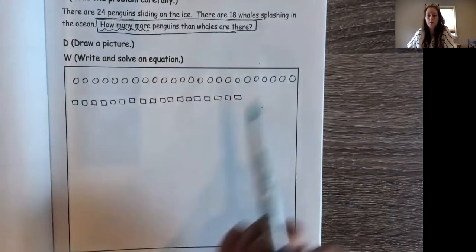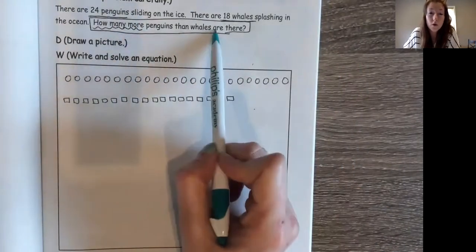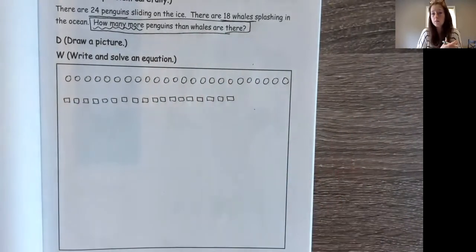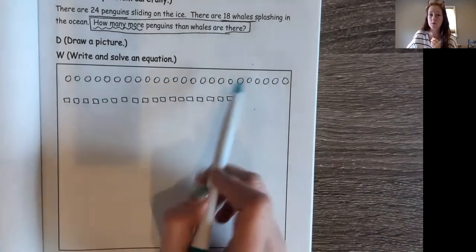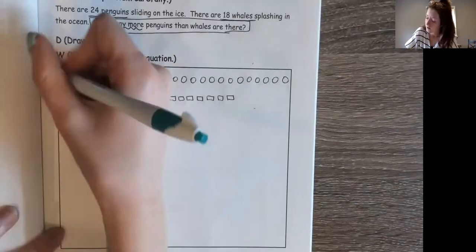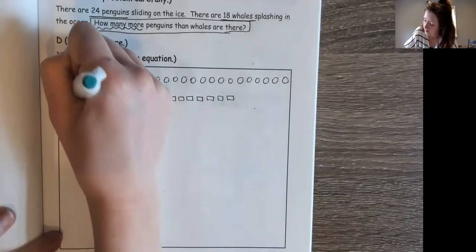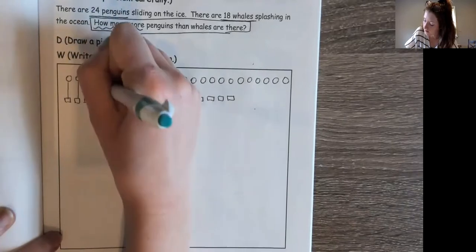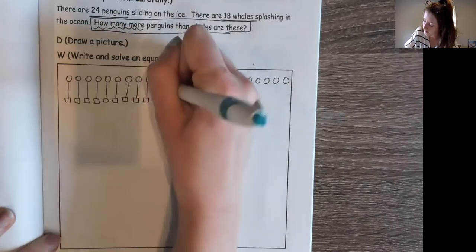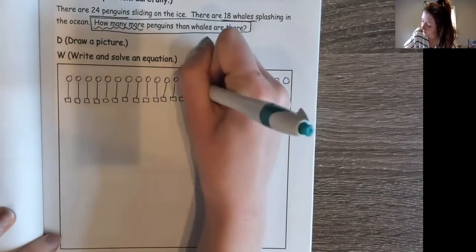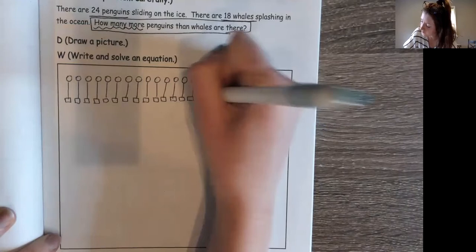Okay, so now I'm going to figure out how many more penguins than whales there are. Just like what we learned in the last module, we can pair our objects together to figure out how many there are. So I'm going to pair off to see that each penguin and whale has a partner. So compare these together, these together, these together, these together, these together. I'm going to keep pairing them off until I find that there are not enough whales left to be paired off.